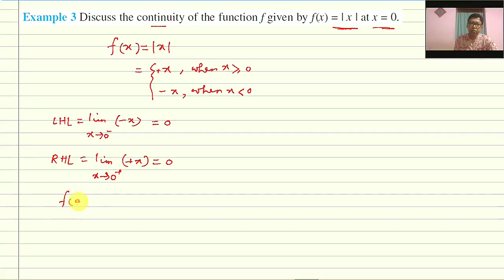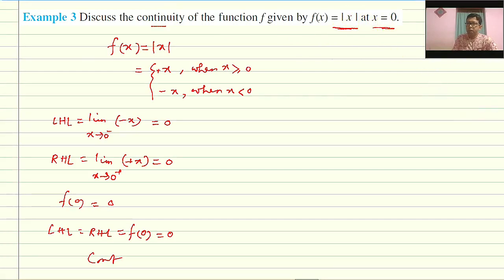Obviously you see that there is an equality sign, that means f of x is equal to plus x when x is equal to 0. So you can put in place of x as 0, so you're getting 0. So LHL is equal to RHL. LHL is equal to RHL is equal to f of 0, all are finite, is equal to 0. So the function is continuous at the point x is equal to 0. So we have to discuss actually the continuity of the function at the point x is equal to 0.